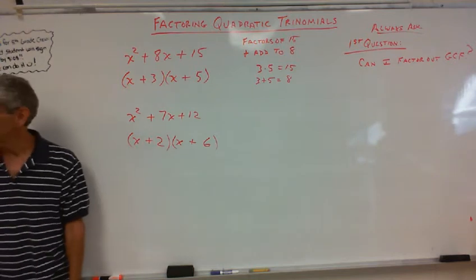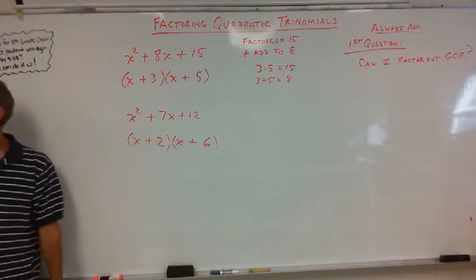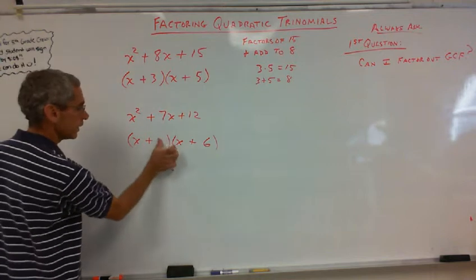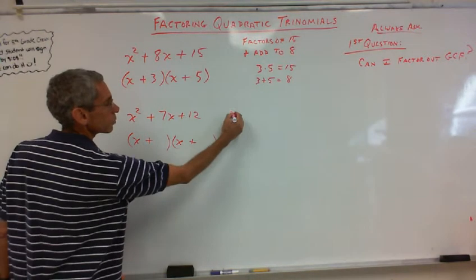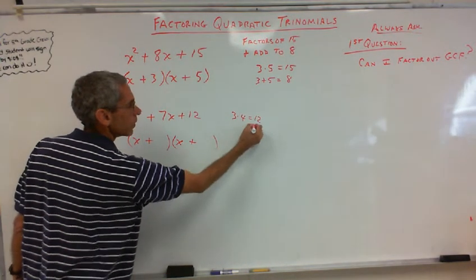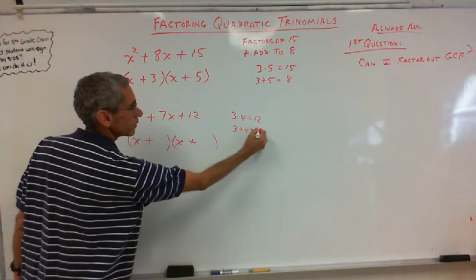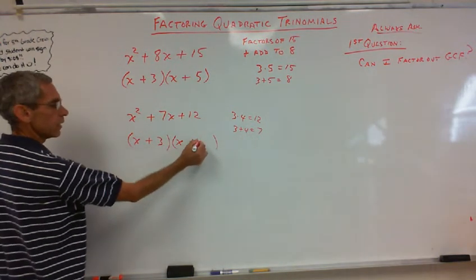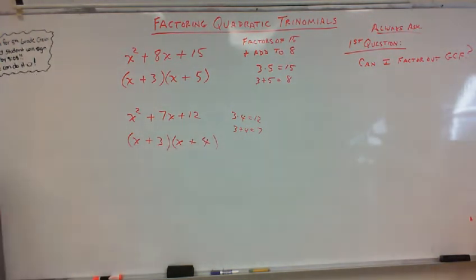Are there other factors of 12? Yes. It's x plus 3 and x plus 4, because 3 times 4 is 12, and 3 plus 4 is 7. That's what I wanted. So 3 and 4. Good. Awesome.